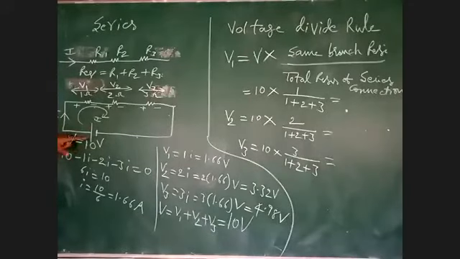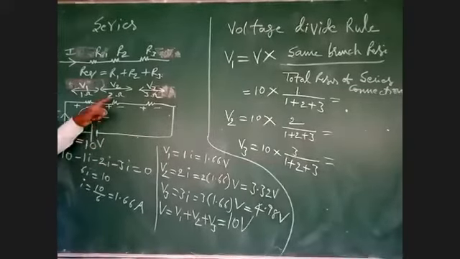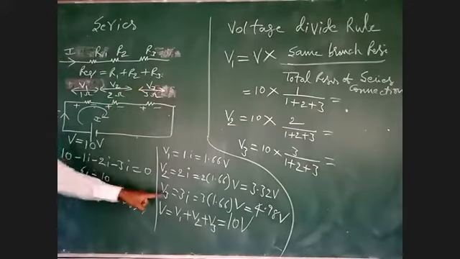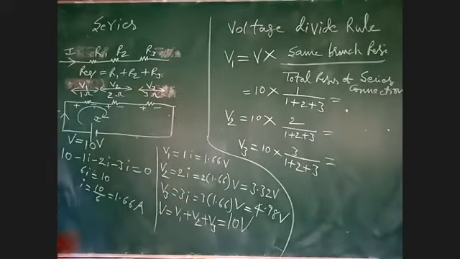Now, current always flows from negative to positive. Current is flowing like this. Now apply KVL. If you apply KVL, you will get current I. You know how to apply KVL. Okay, current I we are getting. Then voltage V1 is equal to I into 1, V2 is equal to I into 2, V3 is equal to I into 3. This is the general procedure.